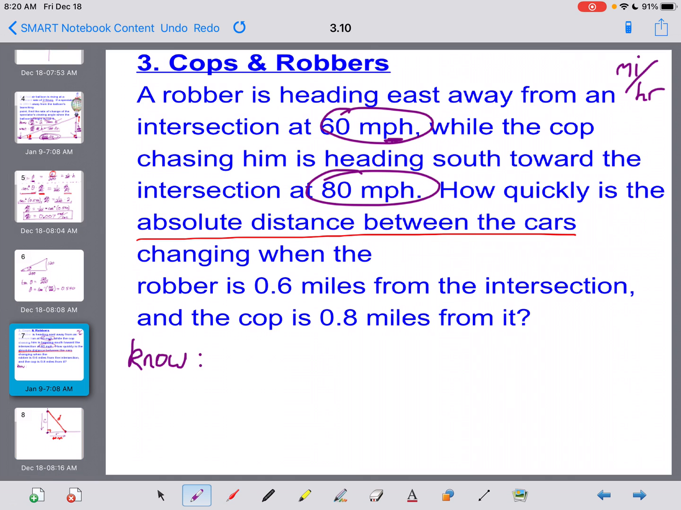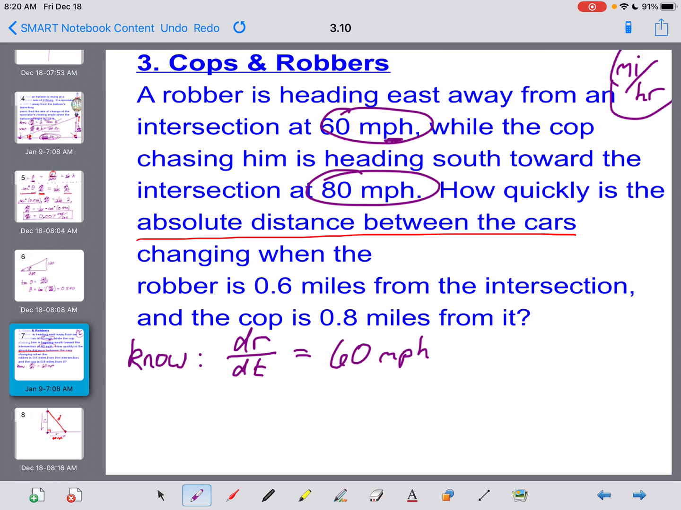with respect to t. So the derivative of r, which is the distance from the robber to the intersection with respect to t, is going to be 60, and that's going to be miles per hour. And if you want to write mph, that's great. And if you want to write it that way as a ratio, miles over hours, that works too.